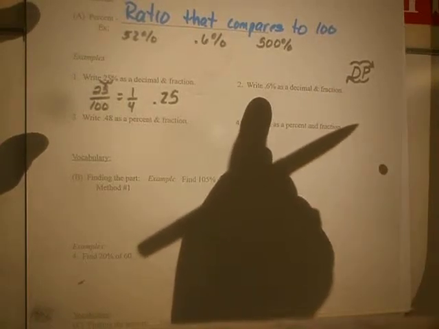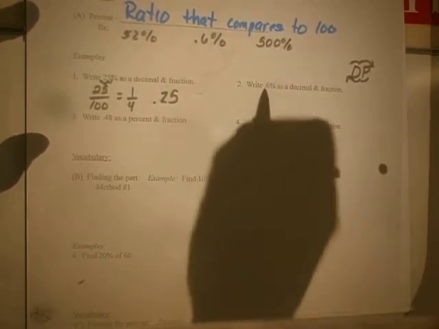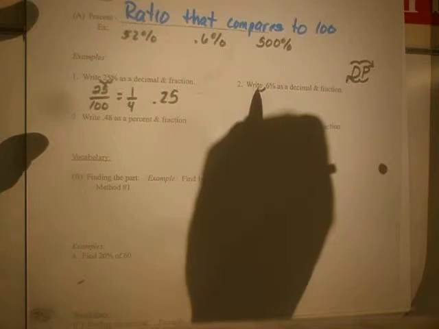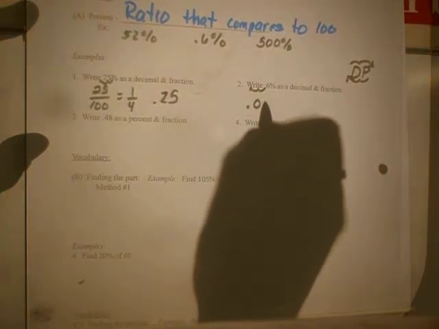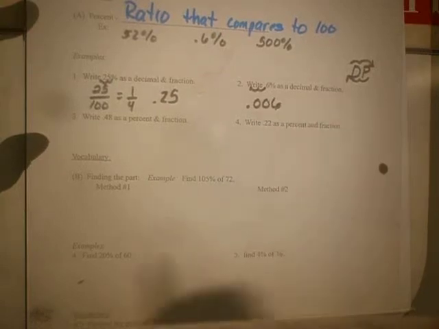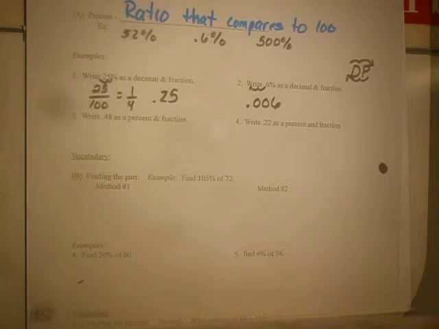And in this second one, we are changing a percent to a decimal, so we need to take this decimal point and move it 2 places to the left, and that will be 0.006. So that's our number written as a decimal.